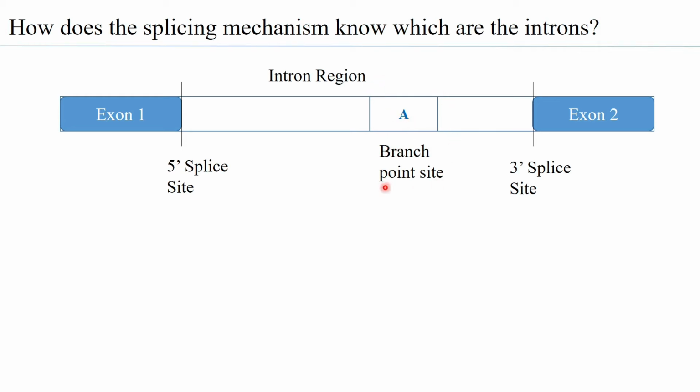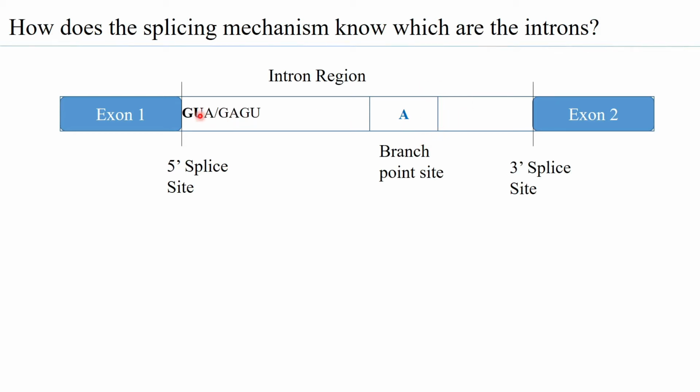What is also observed is that the branch point site is present more towards the 3' splice site rather than the 5' splice site. So that is how it is positioned. So I repeat, an intron region will have a conserved 5' splice site, a conserved branch point site, and a conserved 3' splice site. Other than this, it also has, just beyond the branch point site, a region.